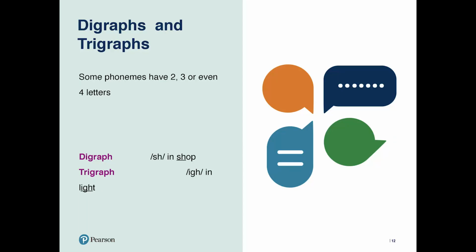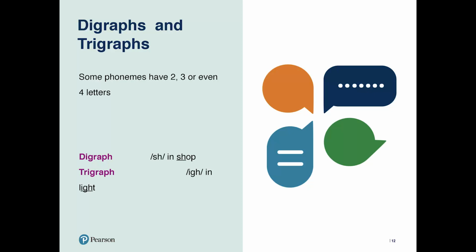So you may well be aware that some sounds have 2 or 3 or even 4 letters, and you may already know that these are called digraphs and trigraphs, but they are still one sound. If we look at the word shop, it is made up of 3 phonemes, sh plus o plus p. The phoneme sh has another name as well. It's a digraph because it's made up of 2 letters. Similarly, a trigraph is made up of 3 letters.